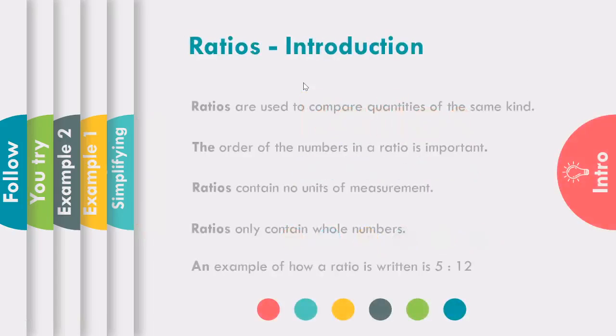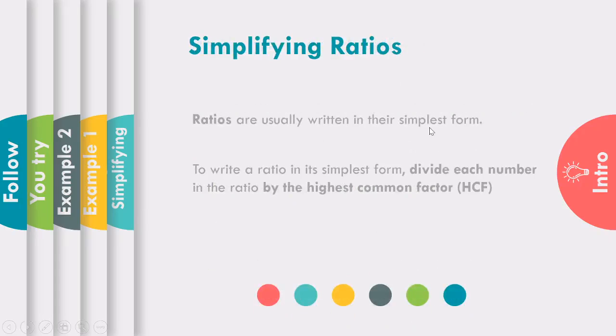So guys, just a recap with ratios: we use them to compare quantities of the same kind. Order's super important in a ratio. Ratios don't have any units of measurement. Ratios only contain whole numbers, and there's an example there of how we might write a ratio: a ratio of 5 is to 12. Now guys, ratios are usually written in their simplest form, and if we want to convert a ratio into its simplest form, we've got to divide each number in the ratio by the highest common factor. And we're going to look at how we do that today.